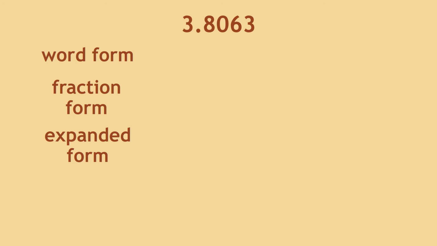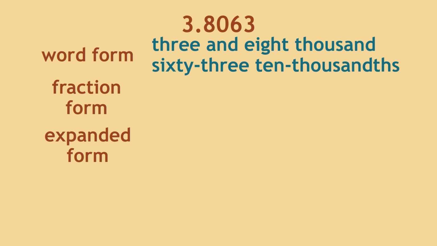Great job. Okay, so word form should look like this. You should have 3 and, where the "and" represents the decimal point, 8,063 ten-thousandths. Your fraction form should look like this. It's like a mixed number. 3, you have your 8,063 as the numerator, and then your denominator is 10,000.